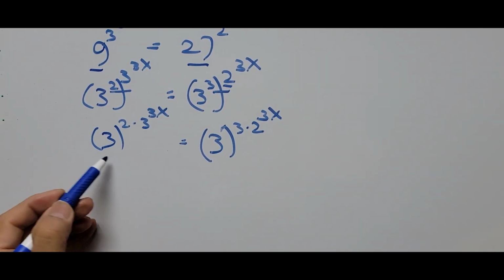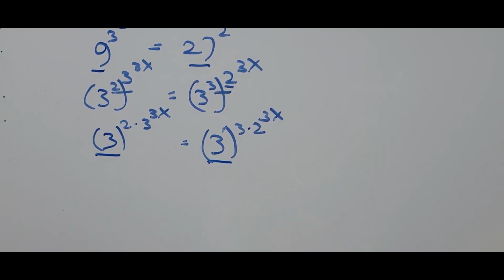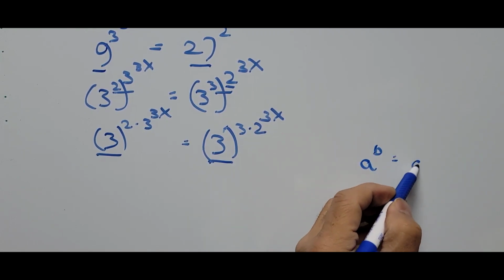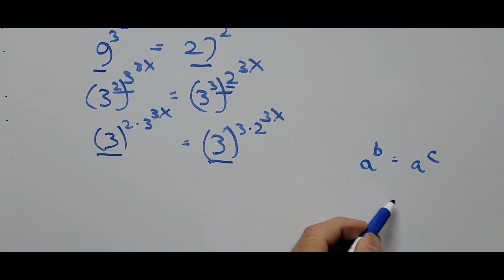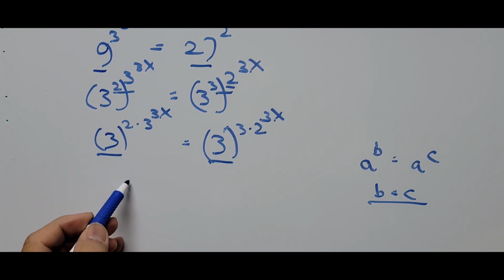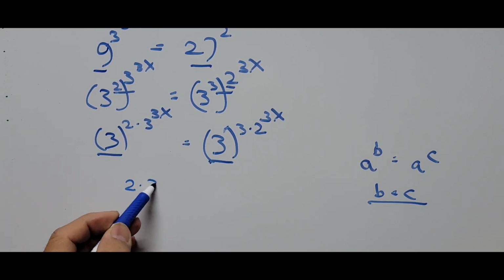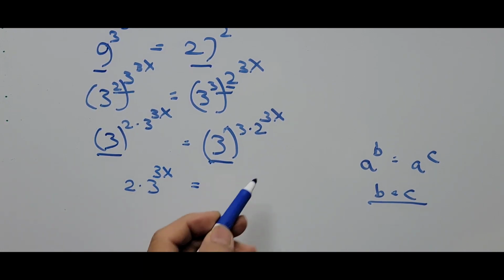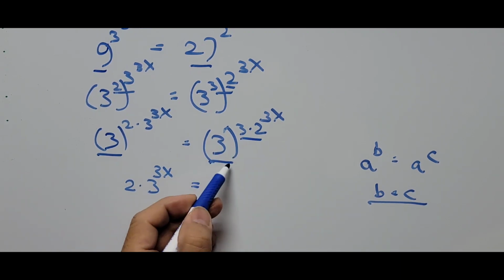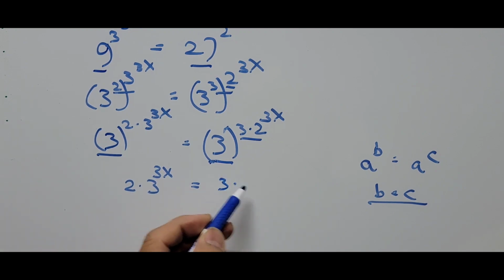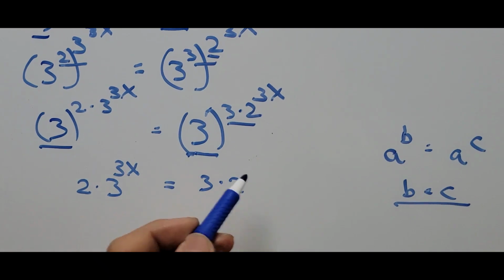And from here, since the bases are the same, based on the rule of exponents where a raised to b equals a raised to c, we're equating the exponents, so therefore b is equal to c. So this applies here. Now the left side can be written as 2 times 3 raised to the power of 3x, and on the right side we have this as the exponent now since 3 is gone. That's the same way on the left, so 3 times 2 raised to the 3x.